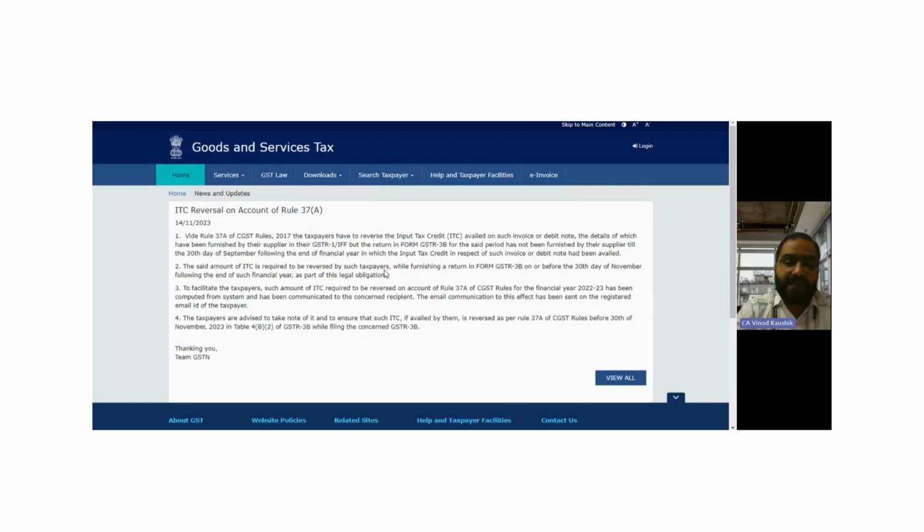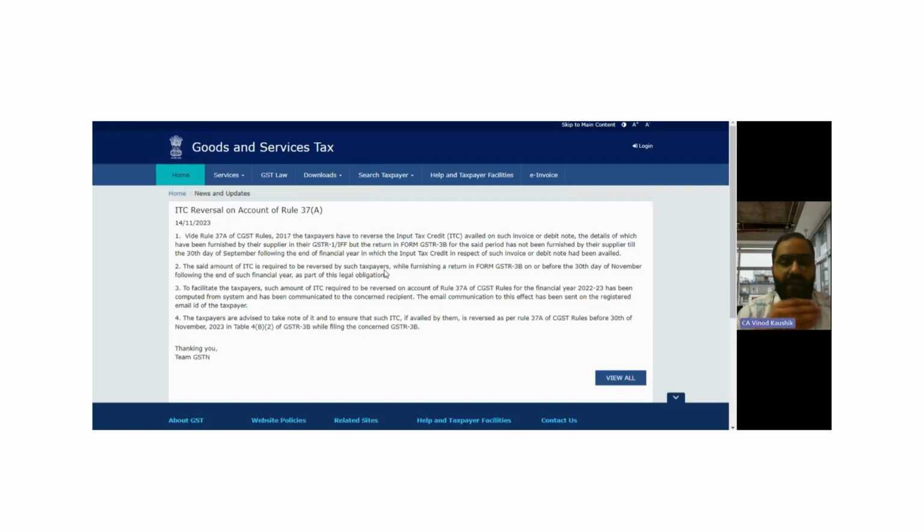37A says that if your supplier has filed R1 but has not filed 3B, it means he has filed the invoices, but the actual tax, the fund, has not gone to the government. So if he has not furnished 3B till the 30th of September 2023, you are not allowed to take input tax credit, and you have to reverse all that input tax credit on those invoices till 30th of November 2023. And this has to be ensured by GSTN through a functionality, a module which has already been implemented.